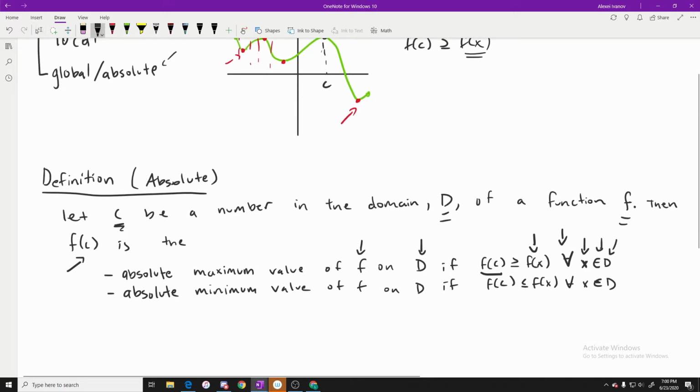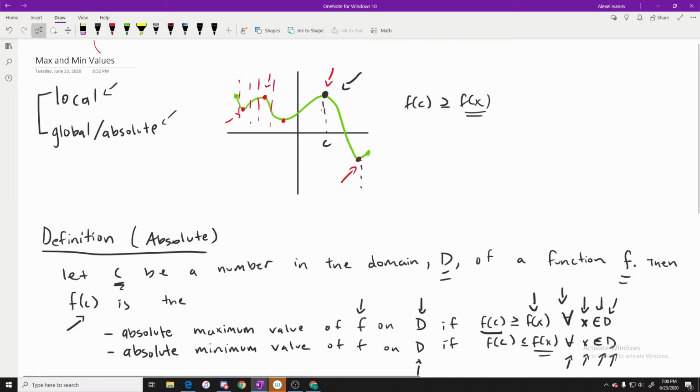Likewise, for the absolute minimum value of f on this interval D, which is again the domain, f(c) is less than or equal to f(x) for every x belonging to D. That means it is the smallest value, like we see right here, because let's say now this is c. f(c) is less than f(x) for every single x that we can find. Take any x along here, and the value evaluated at x will be greater than f(c). So therefore we call f(c) the absolute minimum value of f.